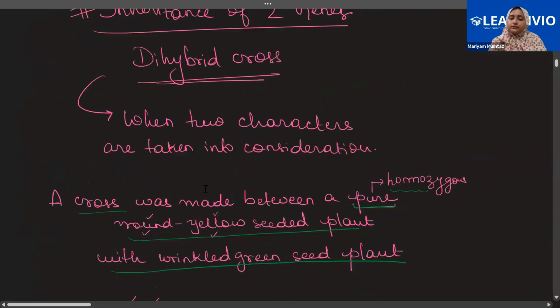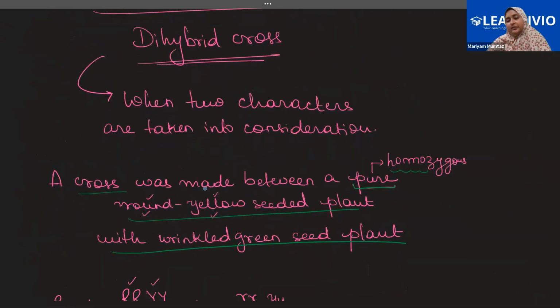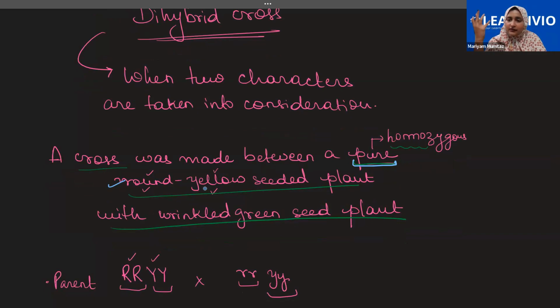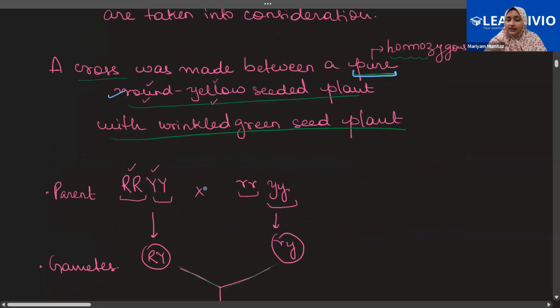Now, for this, a cross was made between a pure, meaning a homozygous, round yellow seeded plant with a wrinkled green seeded plant. Now, you see, round and yellow. Round was the shape of the seed, yellow was the color of the seed. So, in this crossing, we are taking two characters into consideration. And that is why we are calling it a dihybrid cross. Same way, we are taking wrinkled, which was the shape of the seed, and green, which is the color of the seed. And then we are crossing them together, and that is how the dihybrid cross is done.